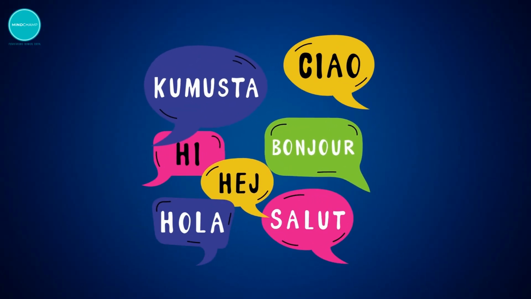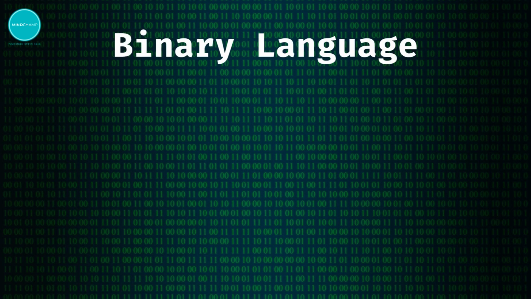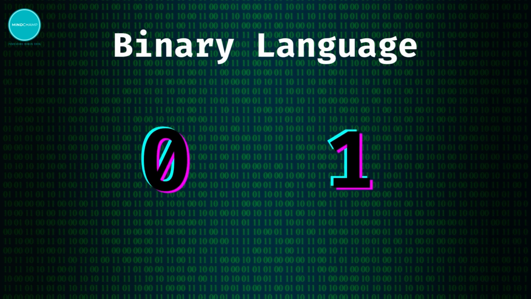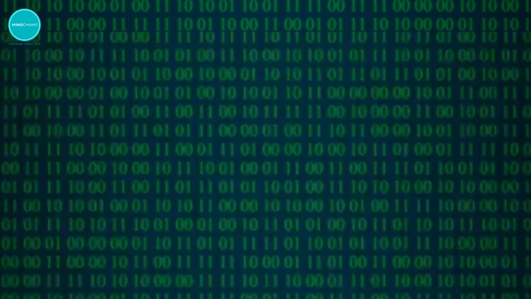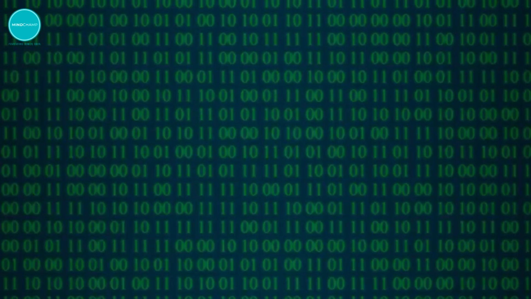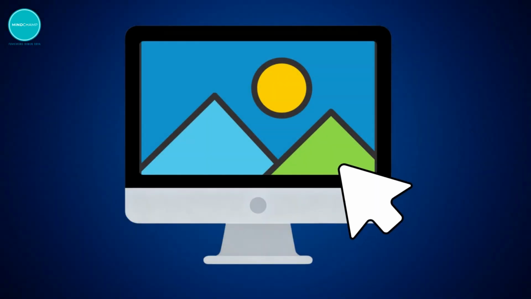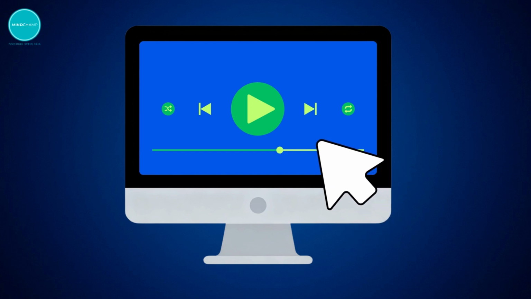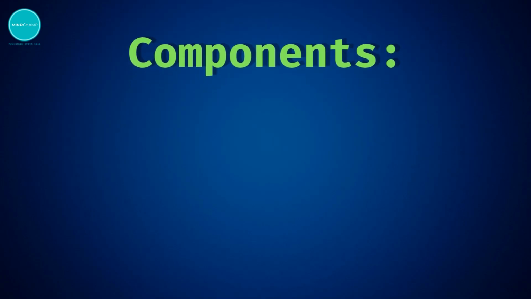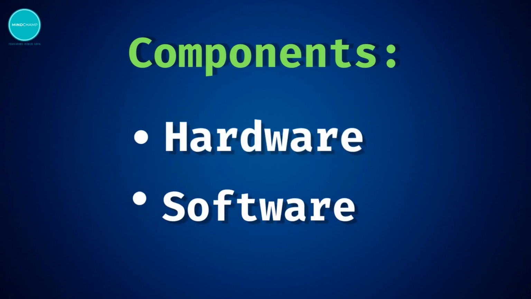People around the world speak different languages. Just like that, computers understand a language called the binary language, which has only two numbers, 0 and 1. The computer then translates the billions of zeros and ones and converts them into forms we can understand, like photos, videos, music, and websites. To do all this work, a computer relies on two main components, hardware and software.